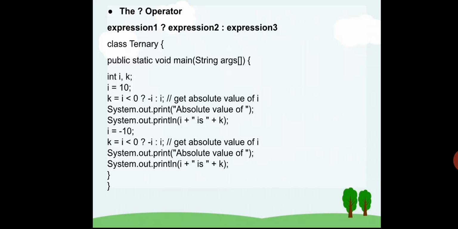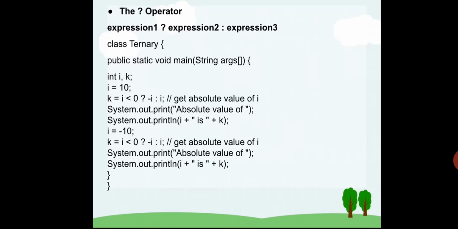So if it is true, what does it have to do? It has to go to expression 2, based on the syntax I am talking about. That is nothing but minus I. The minus I has to execute. What is minus I? You are definitely going to get the absolute value of I. If you are going for minus I, obviously I will be having minus 10, so minus I will be 10. Isn't it? Minus minus plus. Can you imagine the concept? So k also will be having the value 10 now. 10 will be stored in k.